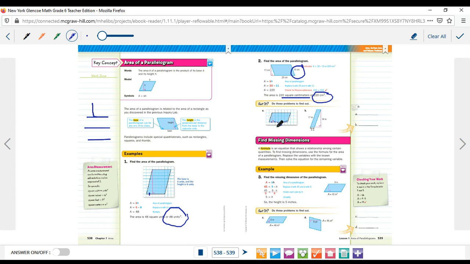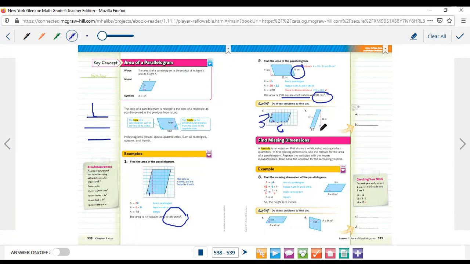I know that's a little hard to see in your book. It might be a little bit easier. And then the height, I'm going to go right in the middle of this square. 1, 2, 3. So the height would be 3. 6 times 3 is 18, and you would just write units squared. 18 units squared.